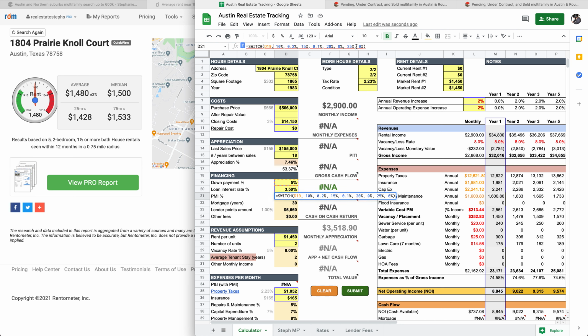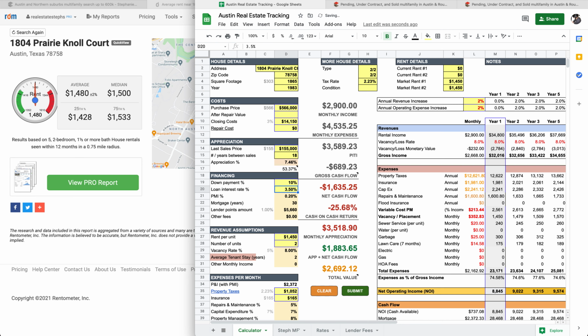Okay, I forget how these switch statements work again. Okay, 2%. Oh, actually, if I just do 10%, I think we'll be fine. Yeah. Okay.